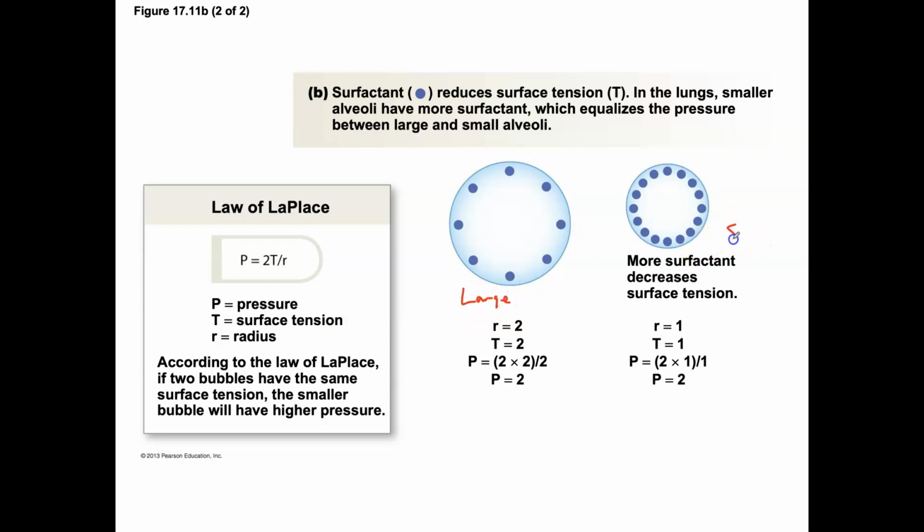and here we have the small alveolus. Again, large bubble, small bubble. Radius of 2 for the larger one, radius of 1 for the smaller one. But notice what's different. The surface tension for the larger is 2. The surface tension for the smaller one is 1. So what's reducing? Why is the surface tension less? What's reducing the surface tension?